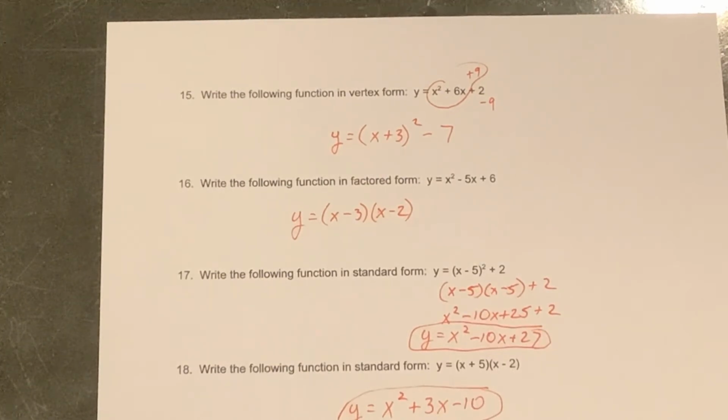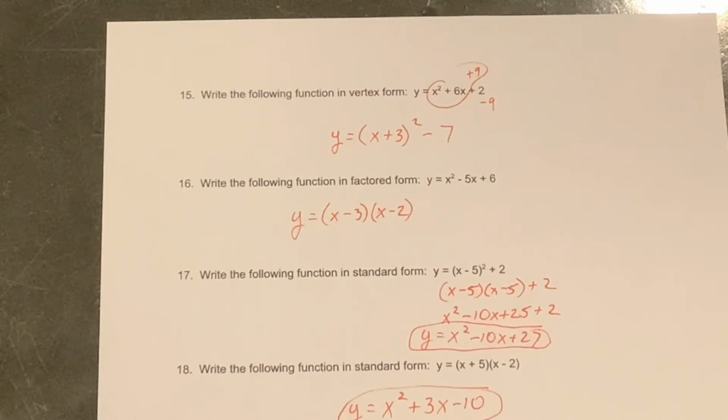But I completed the square. I added 9 and subtracted 9. I factored the first three things to be x plus 3, the quantity squared. A positive 2 and a negative 9 combined together to be negative 7. So it's x plus 3, the quantity squared, minus 7. Number 16, I just factored to be x minus 3 and x minus 2.